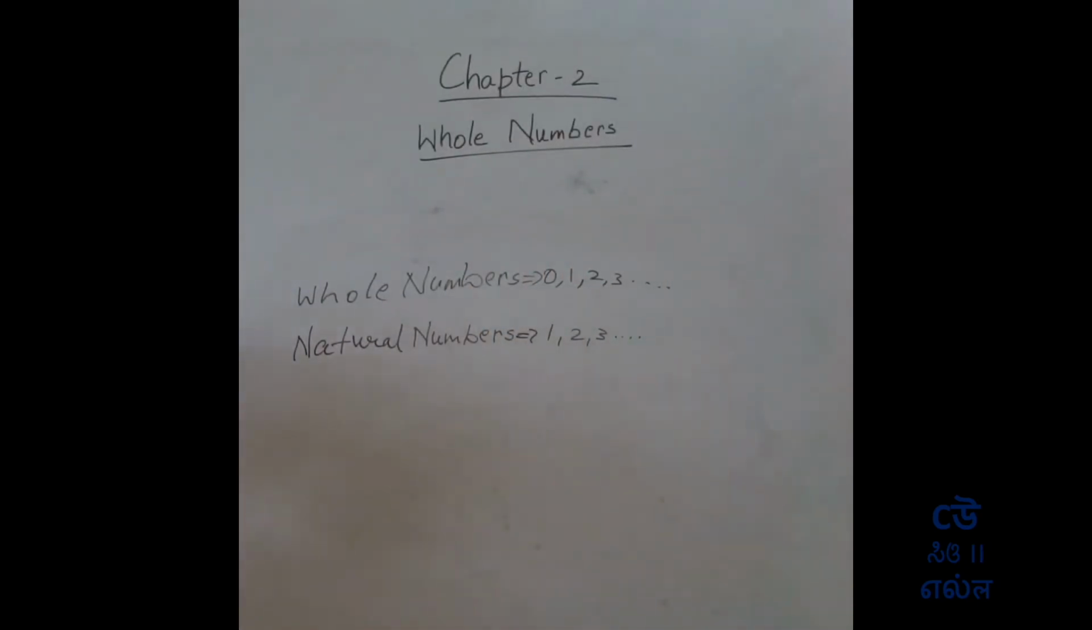Whole numbers begin from 0. Natural numbers we have 1, 2, 3, starts from 1. So whole numbers also include the natural numbers, because see, we have 1, 2, 3, right? So the whole numbers also include the natural numbers. Okay.